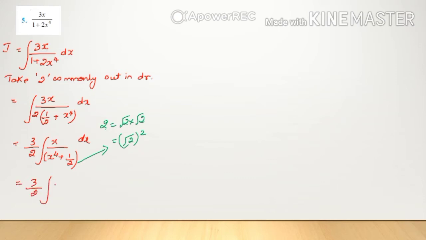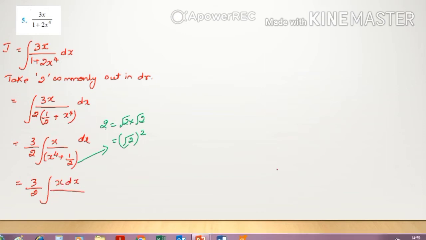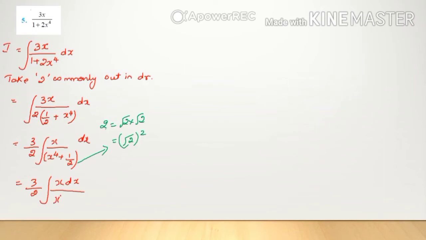So 3 by 2 integral x dx divided by this x power 4, which can be written as x square the whole square, plus 1 divided by root 2 the whole square. Now this resembles the formula, but before applying it we have to take some substitution. Yes, t is equal to x square.